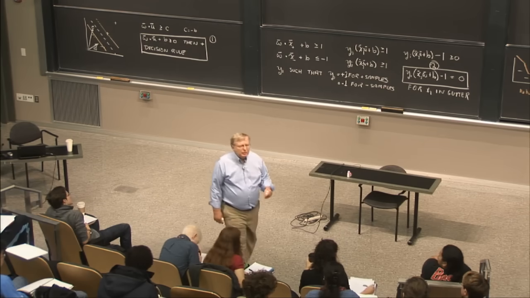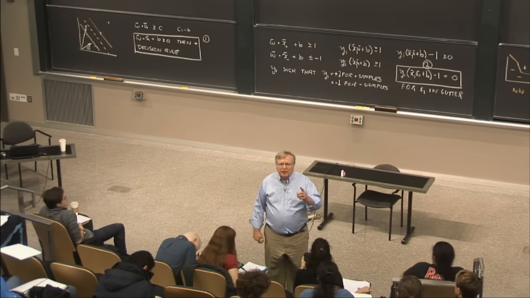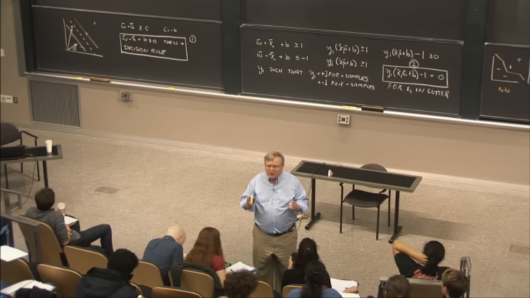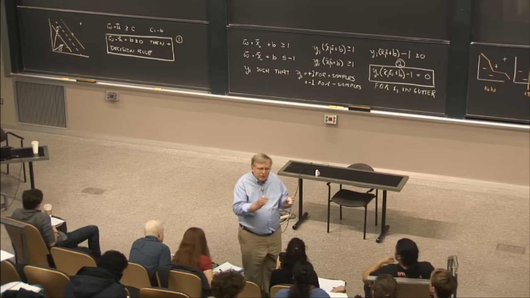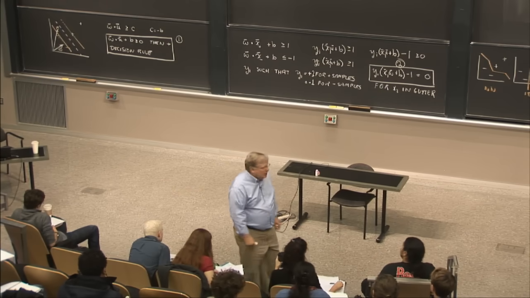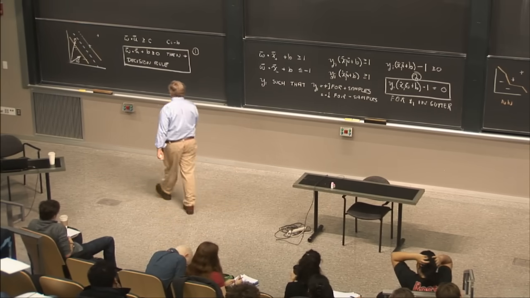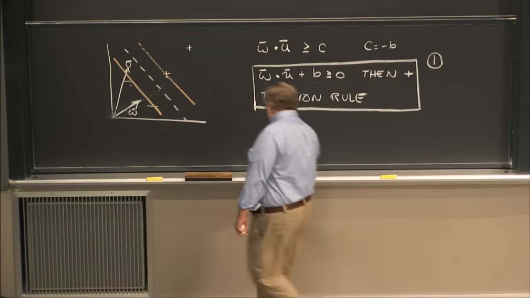Now, what are we trying to do here? I forgot. I remember now. We're trying to figure out how to arrange for the line to be such that the street separating the pluses from the minuses is as wide as possible. So maybe we better figure out how we can express the distance between the two gutters.